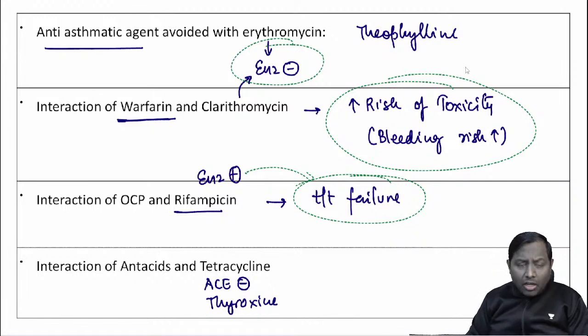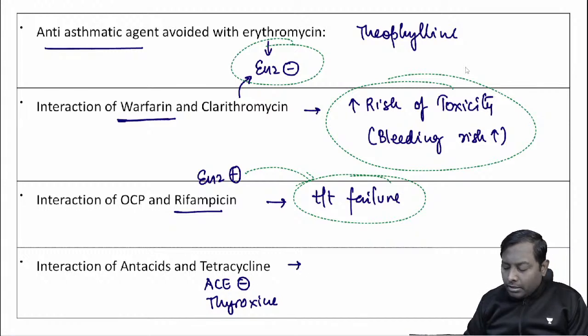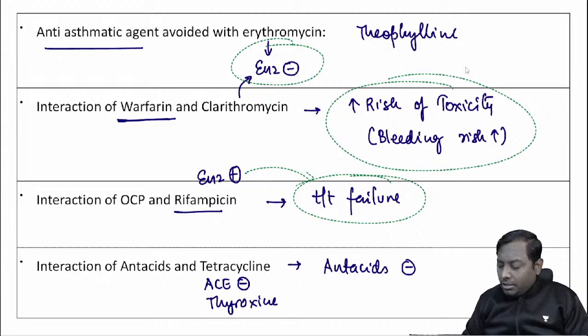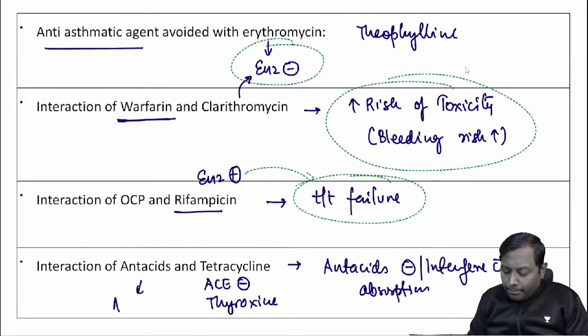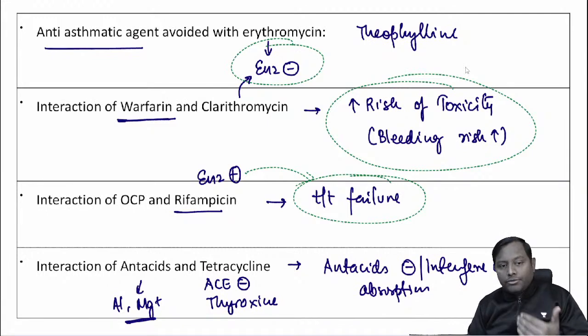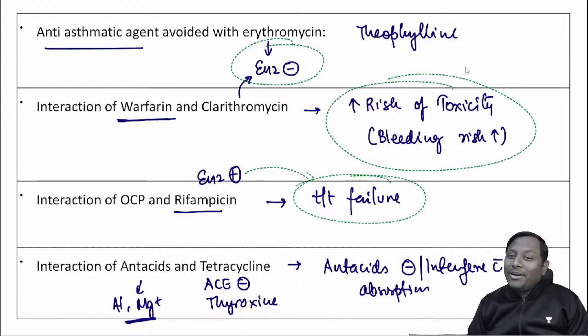Okay. Now, what will antacid do here? Antacids are always going to interfere with the absorption of drugs like tetracycline, because they have aluminium, they have magnesium, right? They will chelate compounds like tetracycline and they will interfere with the absorption. Again, if there is interference with the absorption, the effect of tetracycline, the effect of thyroxine, the effect of ACE inhibitor will not come, right? It will not come. I hope all of you guys are okay here.